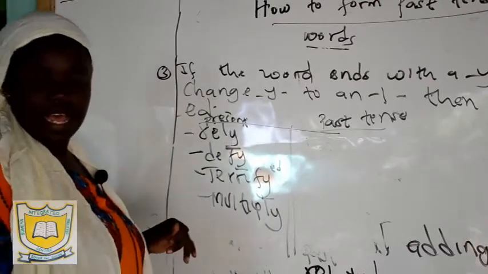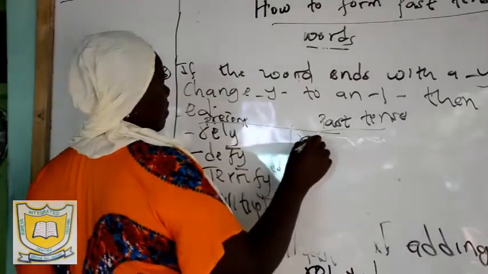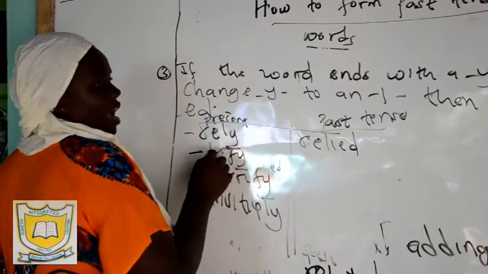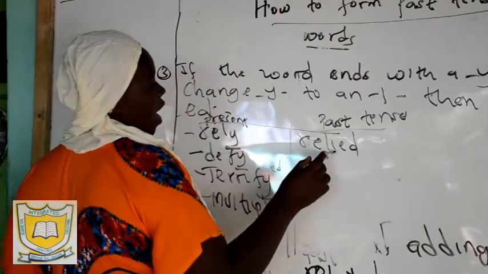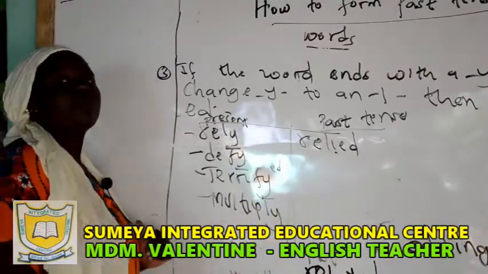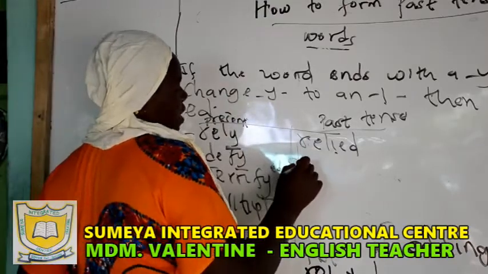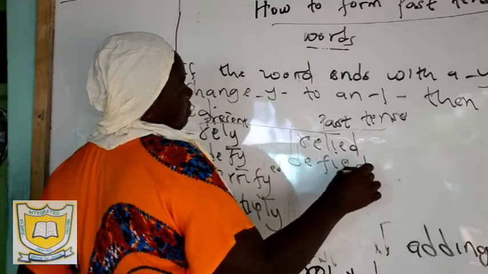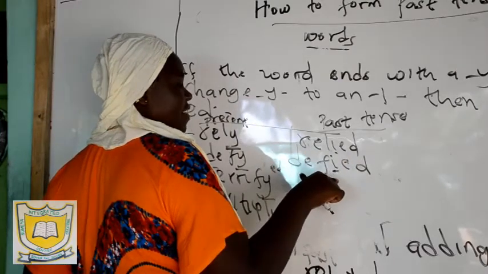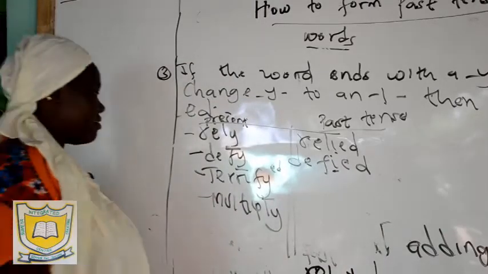Example, you have rely. The past tense is going to be relied. You realize that I omitted a Y, and when I omitted it, I replaced it with an I, and then added an ED to form its past tense. Then you have defy, whose past tense is going to be defied. I omitted the Y and replaced it with an I, and after the I added an ED to form its past tense.